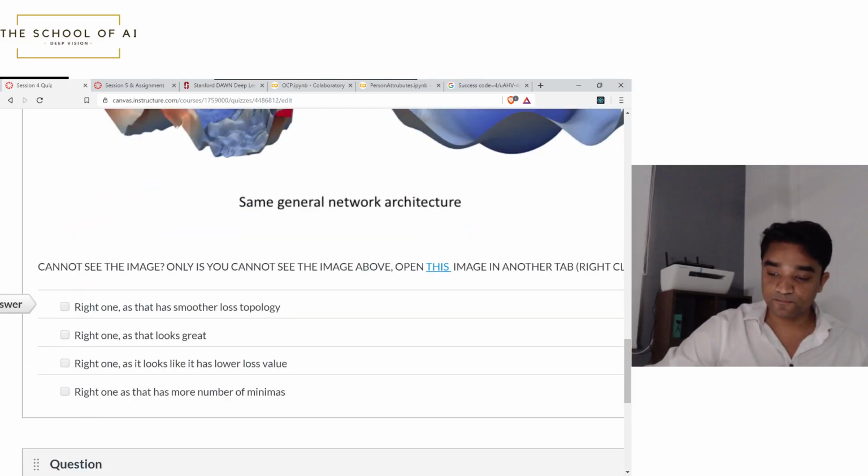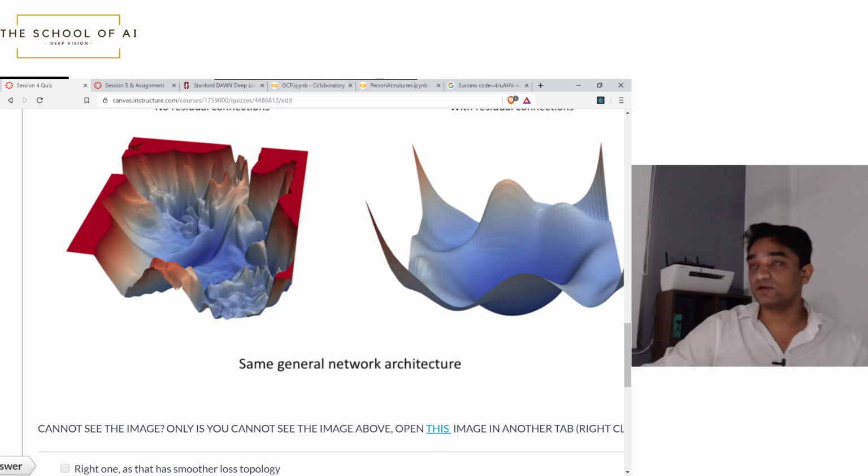Does batch norm also create smoother graphs? Batch norm also creates smoother looking graphs, yes.